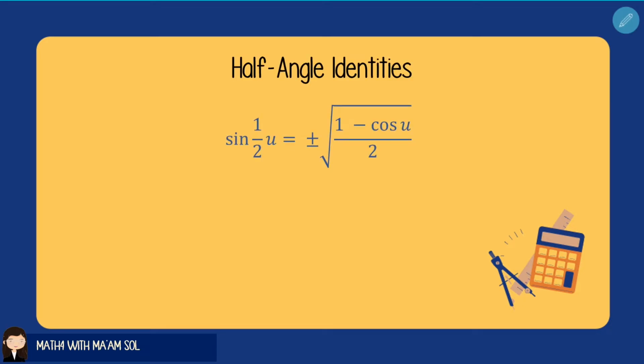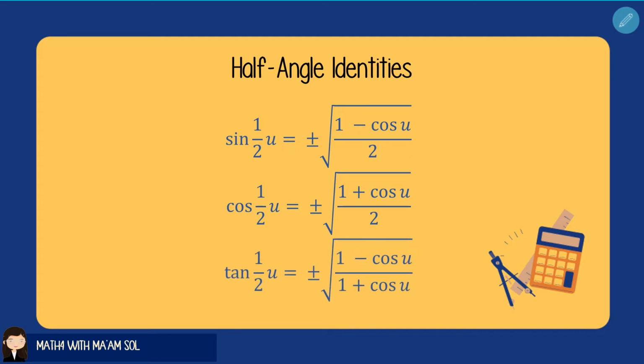Sine of 1/2 u equals positive or negative square root of the quantity 1 minus cosine u all over 2. Cosine of 1/2 u is equal to positive or negative square root of 1 plus cosine u all over 2. And tangent of 1/2 u is equal to plus or minus the square root of the quantity 1 minus cosine u all over 1 plus cosine u.